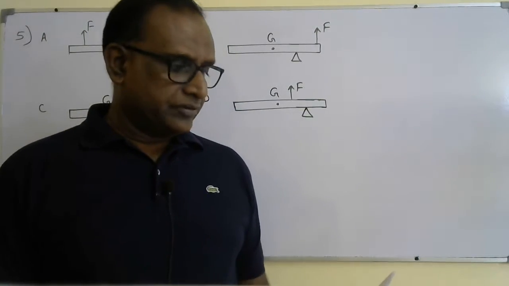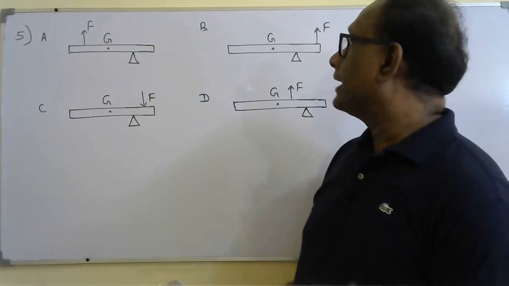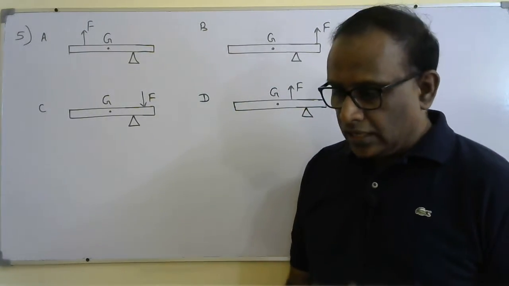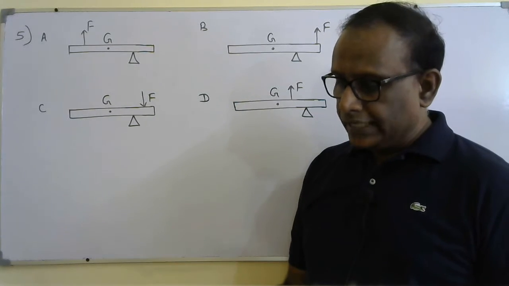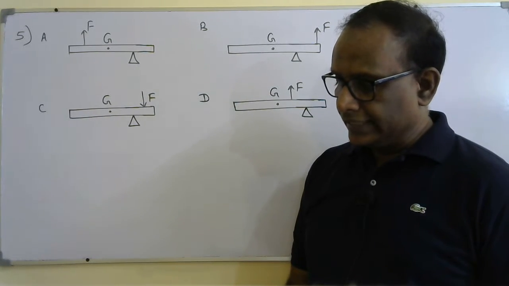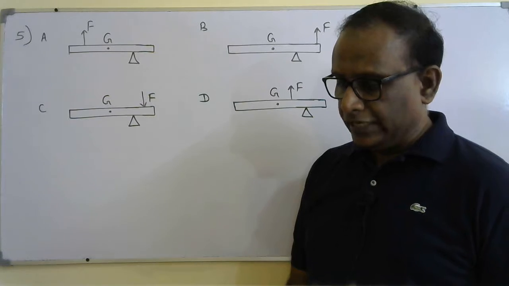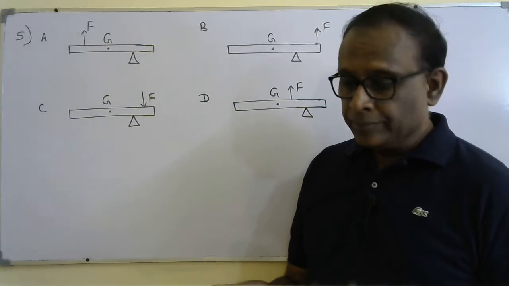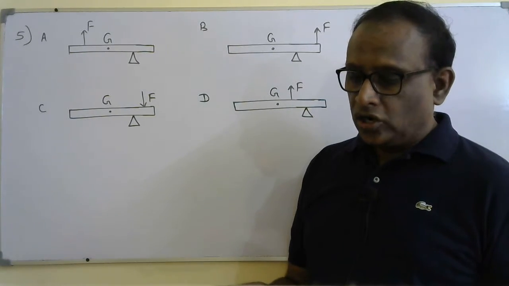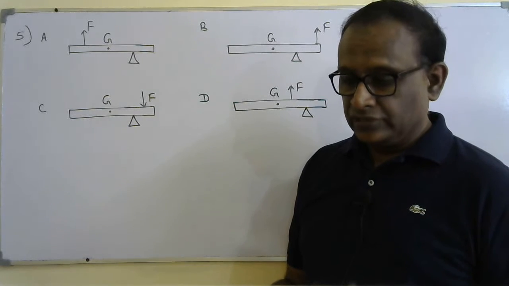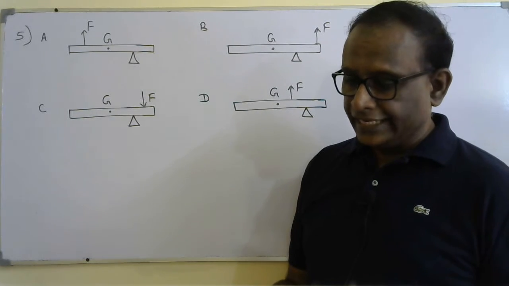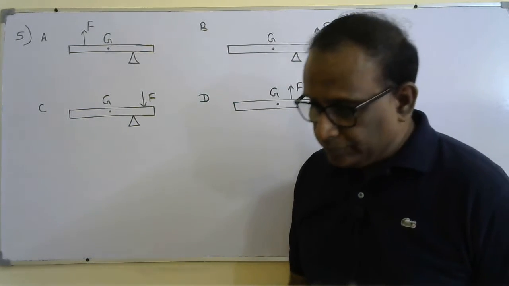Okay, so question number 5. These 4 diagrams are given. A beam is supported by a pivot as shown in the diagrams. The center of gravity of the beam is G, where the weight acts. The beam is acted on by a force F. Which diagram shows an arrangement where the beam could not be in equilibrium?